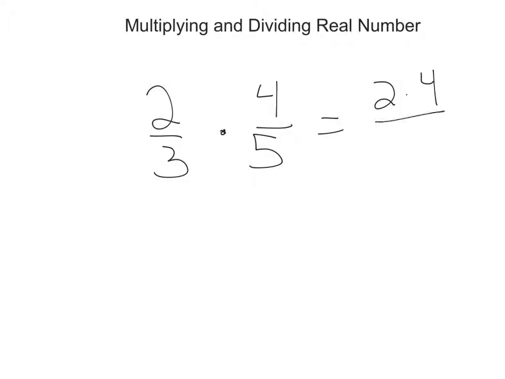Real numbers also include fractions. So to multiply fractions, like 2/3 times 4/5, it's actually easy. You just multiply across the top, multiply across the bottom. So this is 2 times 4 over 3 times 5, or 8 over 15. No simplification necessary. So multiplying is relatively easy when you're dealing with fraction notation.